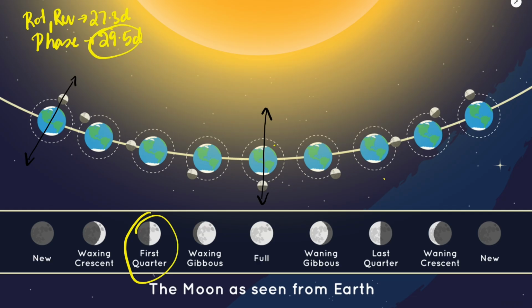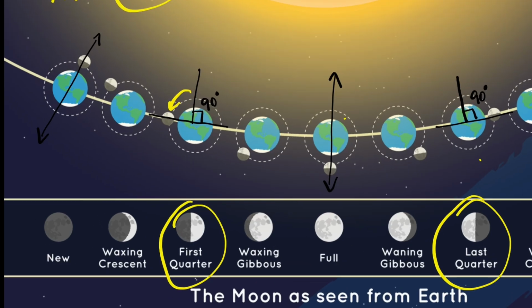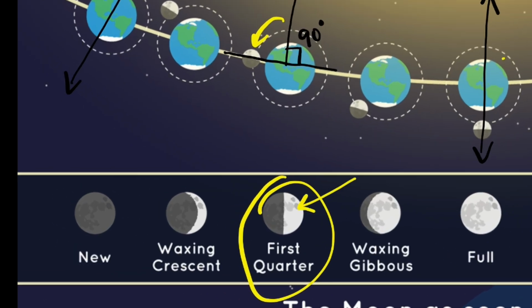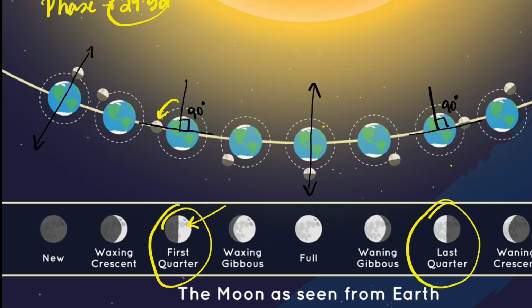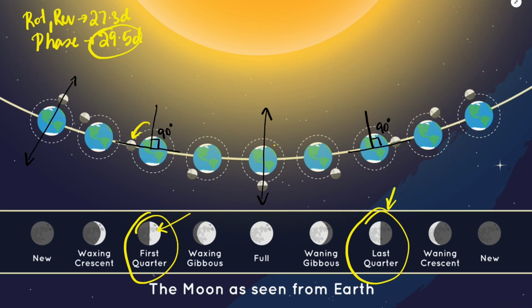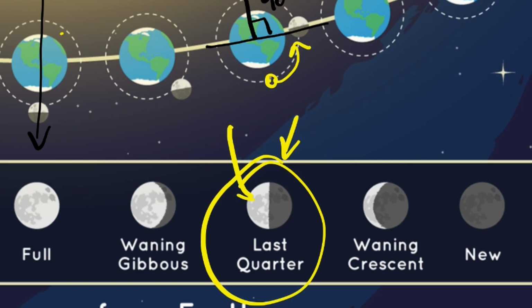Now let's see the first quarter and the last quarter. Here, the Sun, the Moon, and the Earth form a right angle, that is 90 degrees. The first quarter occurs when the Moon moves 90 degrees in its orbit after a new moon. In this phase, we see only half the Moon illuminated. The last quarter occurs when the Moon moves 90 degrees in its orbit after a full moon. Here, the other half of the Moon is illuminated.